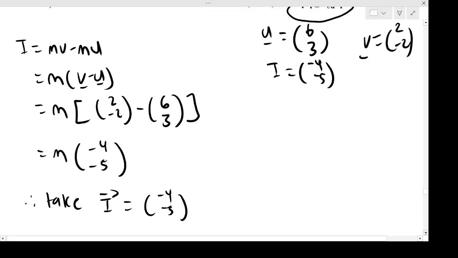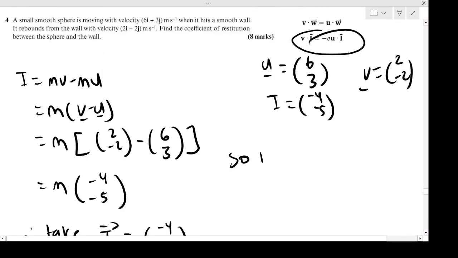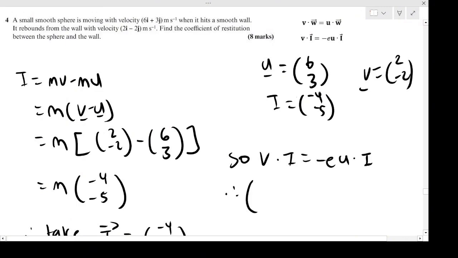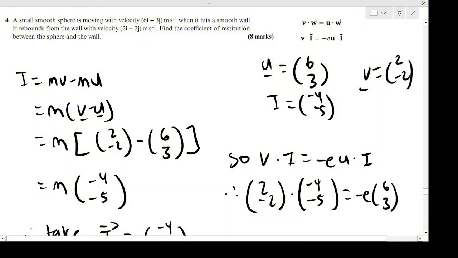And so now, if I want to work out my coefficient of restitution, I'm just going to use this formula here. v dot I is going to be minus e u dot I. Therefore, 2, minus 2 for v, dotted with minus 4, minus 5 for I, is going to be minus e lots of u, which is 6, 3, dotted with minus 4, minus 5.